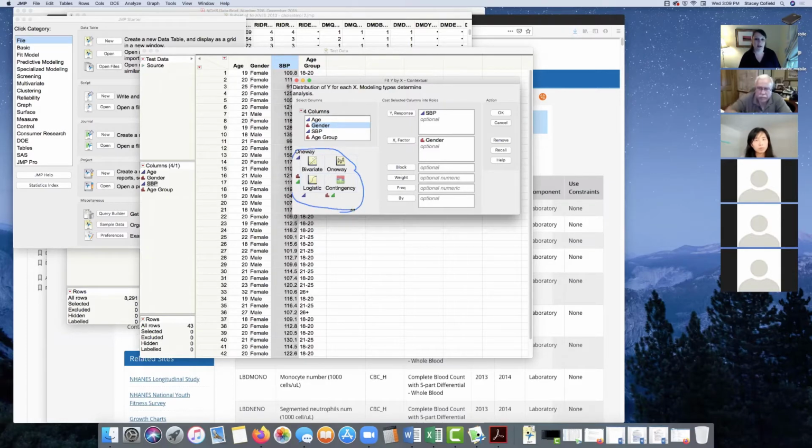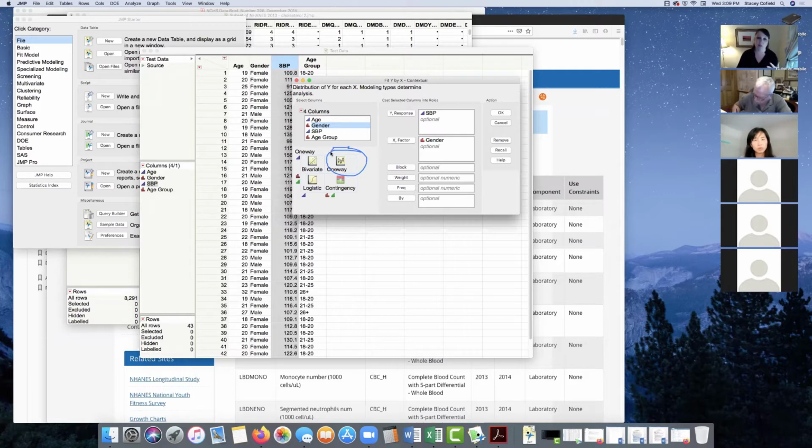If you look in the Fit Y by X platform window here, on the left side, it shows you what analysis you'll get. So these are your X designations, and then these are your Y designations. And so JMP will tell you that if I have a nominal X, like gender, because it's a nominal categorical variable, it's just a name only, and a continuous Y, so systolic's continuous, the blue and the blue, I'm going to get what they refer to as a one-way analysis of variance.